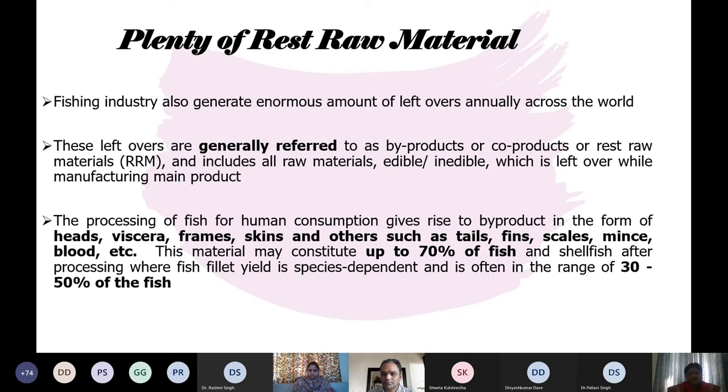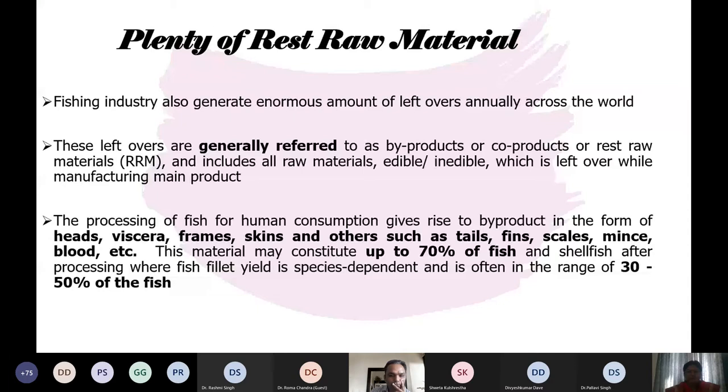So there is plenty of rest raw material. What we call waste here in India, in Norway they call rest raw material, RRM. RRM is the word used in most European countries, rather than calling it waste. They say nothing is waste, everything is a raw material for something else. It is a raw material for creating some new materials. It's not a waste.